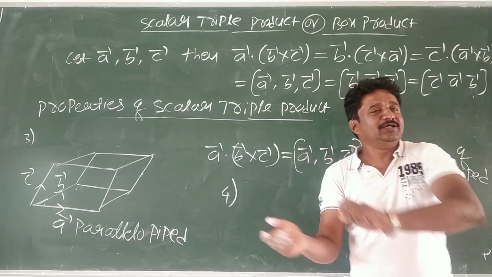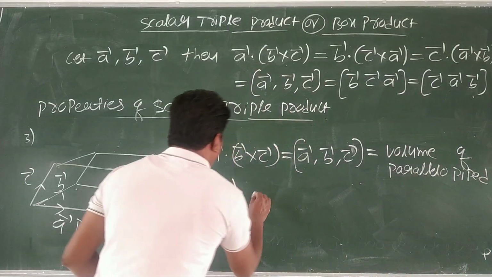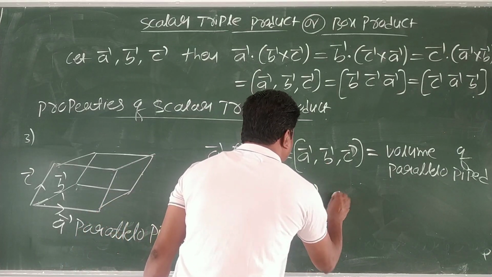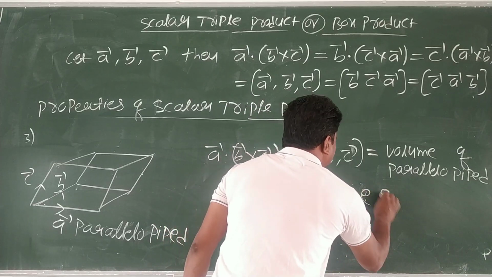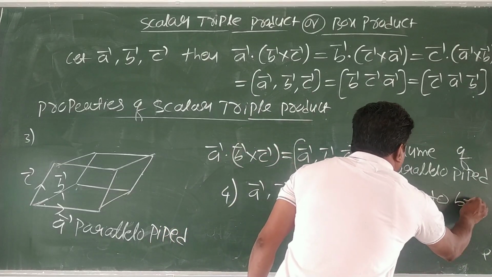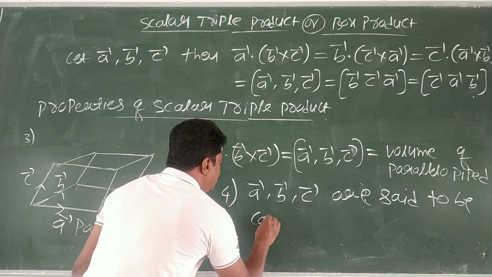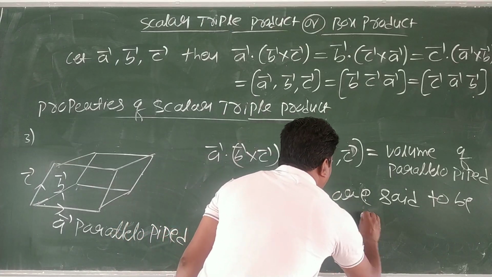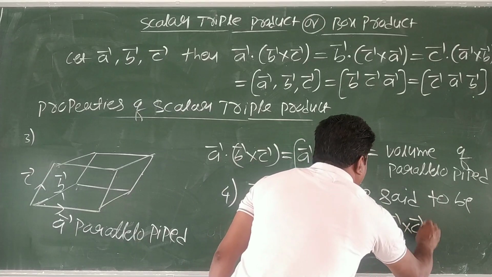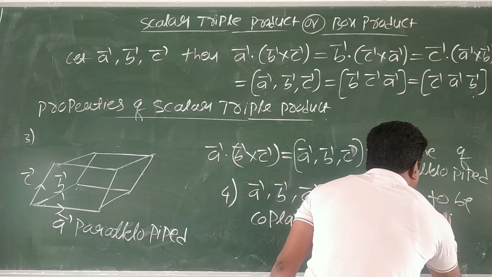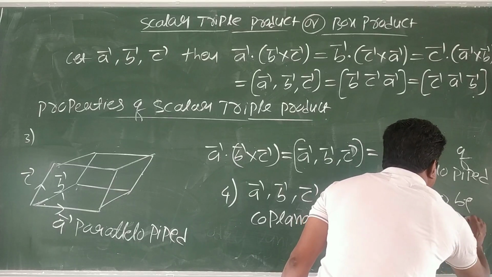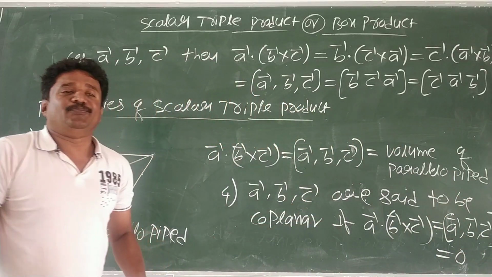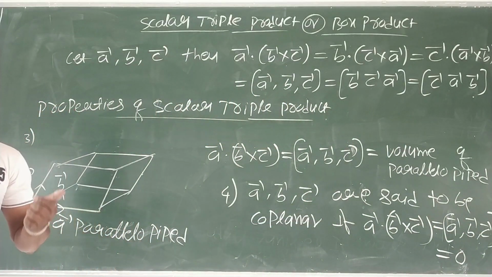I hope you understood that. Now I am going to write that. So vectors A, B, C are said to be coplanar if A dot B cross C, that is box ABC, is equal to 0. One more important point, students. If the box product becomes 0, vectors are said to be coplanar.